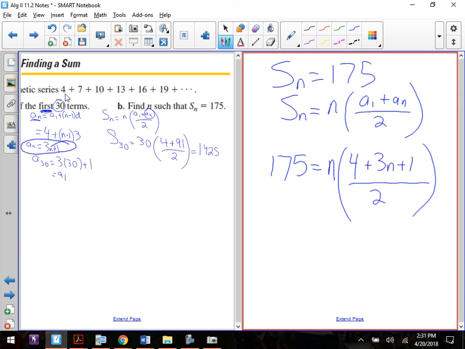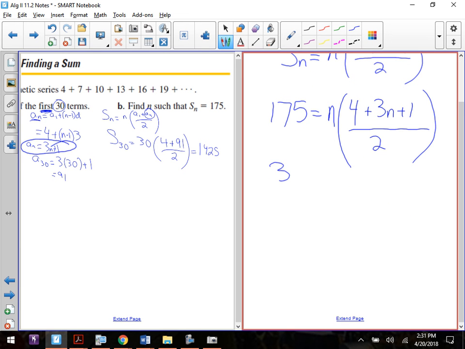I want to get rid of the divide by 2. What do I do? Multiply by 2. So if I double 175, what do I get? How about 350? See what's going to happen? You're right. No, it's n.